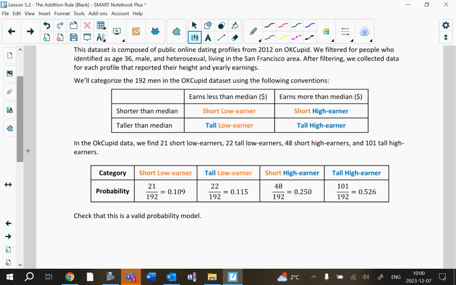Then we have a short high earner, right? I love how you all are judging right now as I say them. And then we have a tall high earner. Yeah, everybody's nodding now. Okay. So in this data, here are the numbers for each of the categories. Out of the 192, 21 are short low, 22 are tall low, 48 are short high, and 101 are tall high. I guess that's pretty good pickings.